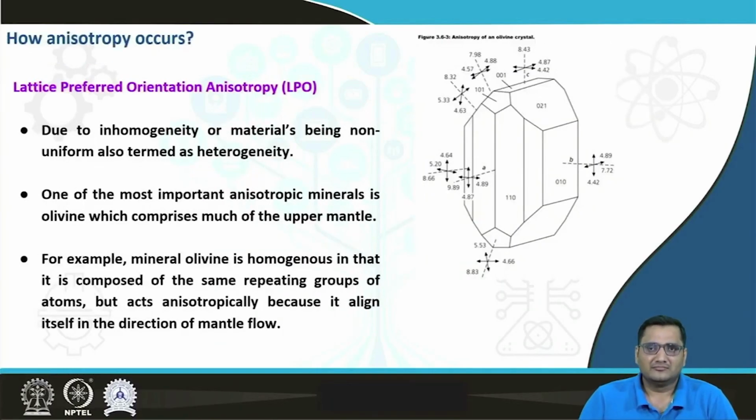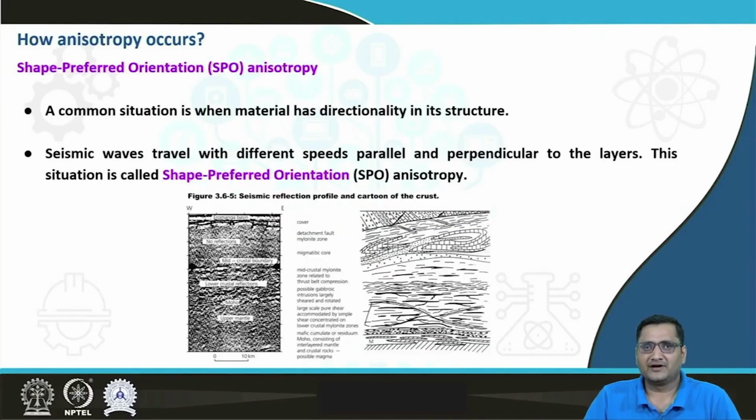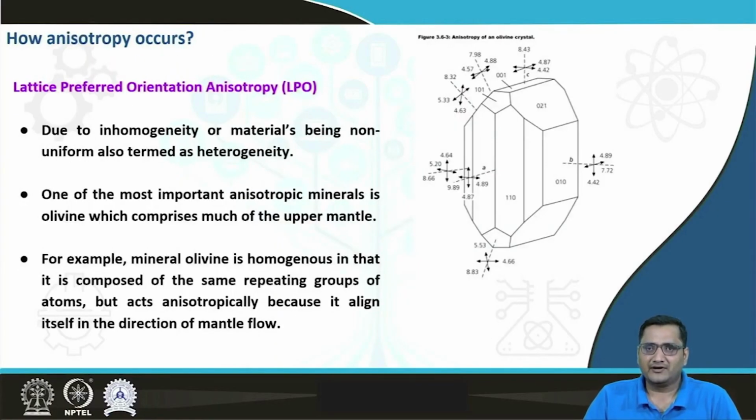Now let's talk about why anisotropy occurs, and on that topic we are going to talk about lattice preferred orientation anisotropy, in short known as LPO. There is another anisotropy we can talk about, which is shape preferred orientation anisotropy. Lattice preferred orientation anisotropy basically occurs due to the inhomogeneity of the material, which happens because the material is non-uniform, or you can also term it heterogeneity.